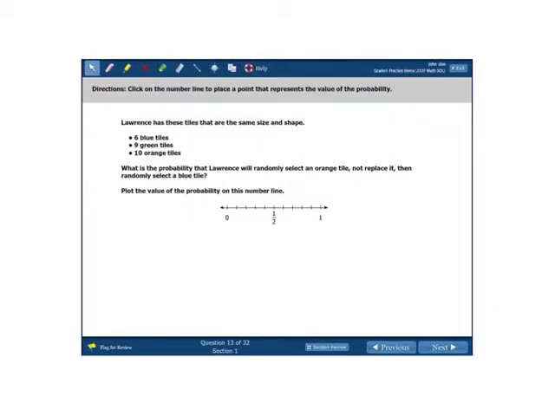More probability. Lawrence has these tiles that are the same size and shape, 6 blue, 9 green, and 10 orange. What is the probability that Lawrence will randomly select an orange tile, not replace it, then randomly select a blue tile? So this time we are not replacing. So orange, then blue. So we want the probability of orange, no replacement, blue.